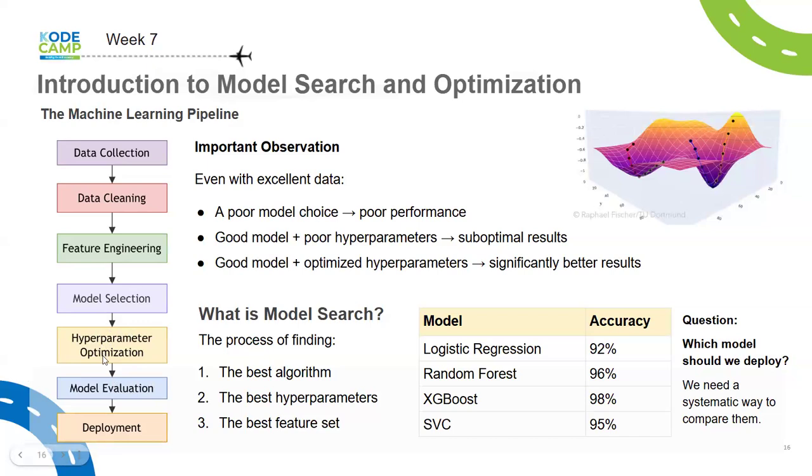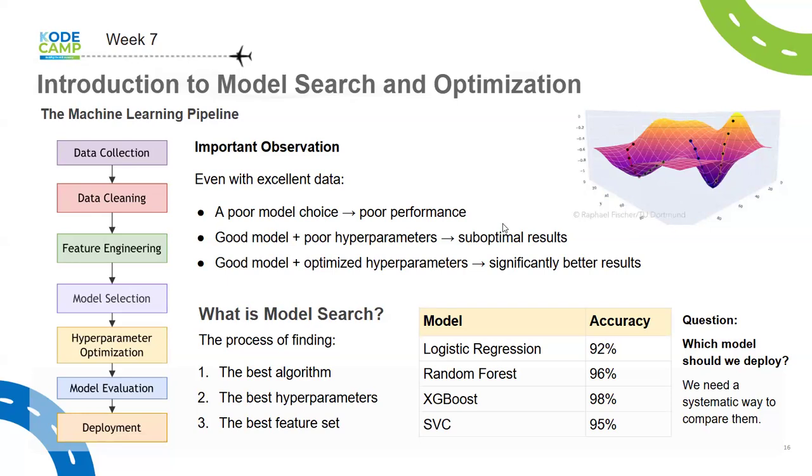Evaluation is actually part of the selection and hyperparameter optimization process. One of the things that you observe is that you could have very good, excellent data, but you choose a bad model, a wrong architecture or a wrong approach, and you still end up with bad performance, even with good data. That's the first thing. The second thing is you could have a good model and good data, but you pick poor hyperparameters, and you're going to end up with suboptimal results.